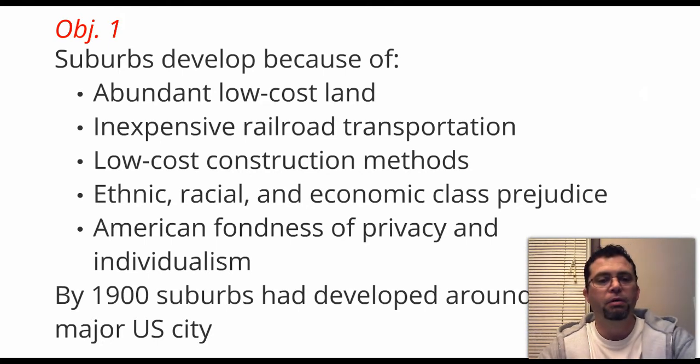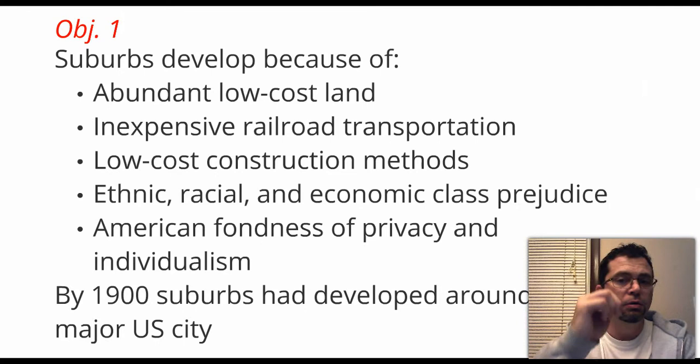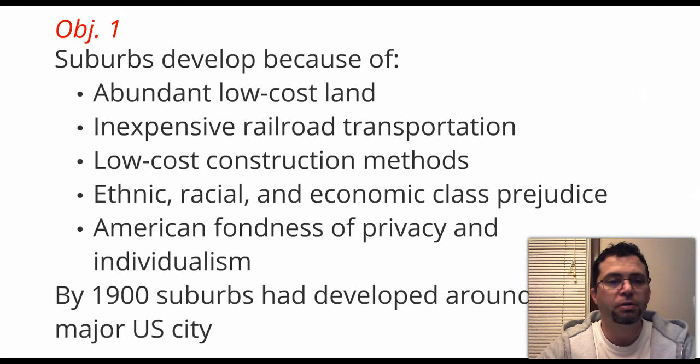Suburbs developed for these reasons here: low-cost land, the railway transportation. Again, it's become available now, and that allows people to get to the cities. Low-cost construction methods. There's a really good article that I placed on Blackboard about the Sears and Roebuck housing kits. It's mentioned here soon in this presentation. But there's also a side article that I'd like you to read, just out of the History Channel magazine. It's a really interesting thing.